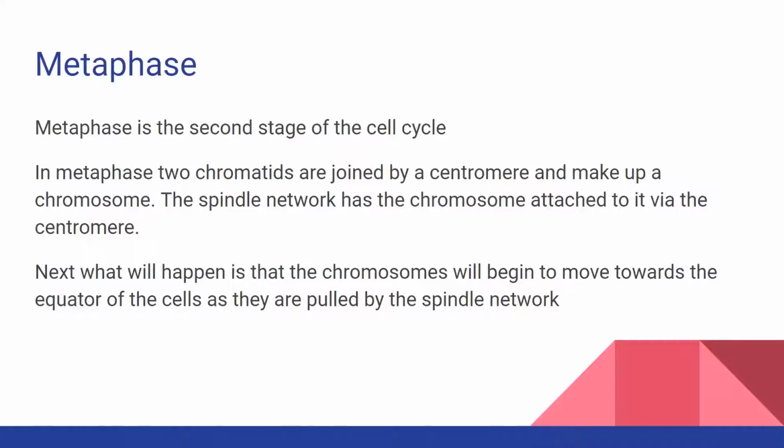Metaphase is the second stage of the cell cycle. In metaphase, the two chromatids are joined together by a centromere, which make up a chromosome. The spindle network has a chromosome attached to it via the centromere. Next, the chromosomes will then begin to move towards the equator of the cell as they are pulled by the spindle network.